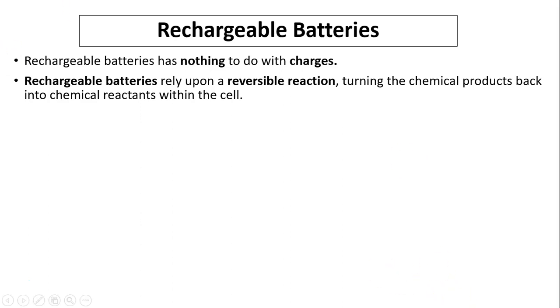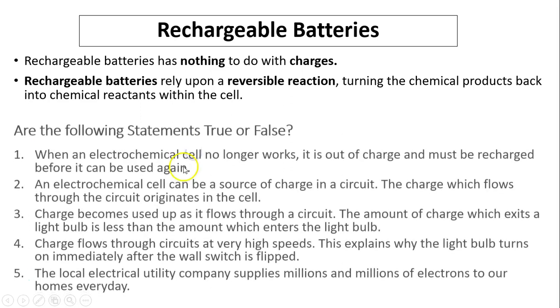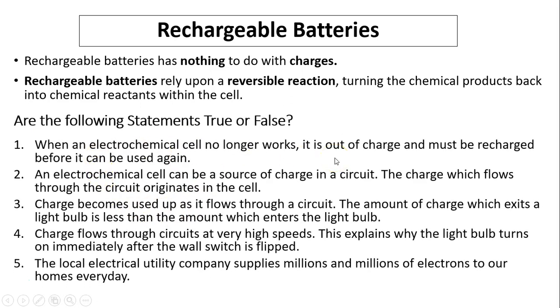Now let's check some statements, see if they are true or false. Are the following statements true or false? One, an electrochemical cell no longer works. It is out of charge and must be recharged before it can be used again. Remember, this is exactly the same thing we're talking about. When it's not working, it has nothing to do with charge.